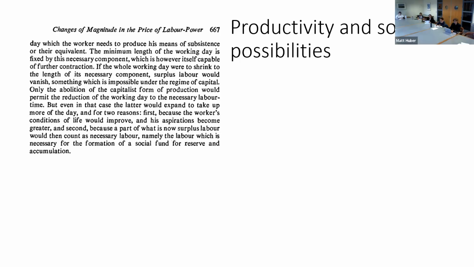so the minimum length of the working day is fixed by the necessary component, which is, however, itself capable of further contraction. If the whole working day were to shrink to the length of the necessary component, surplus labor would vanish, something which is impossible under the regime of capital. Only the abolition of the capitalist form of production would permit the reduction of the working day to the necessary labor time. So then, if we didn't have capitalism, we could just say, let's produce what is necessary, right? And that's what we need to live, and we'll just collectively determine, right?